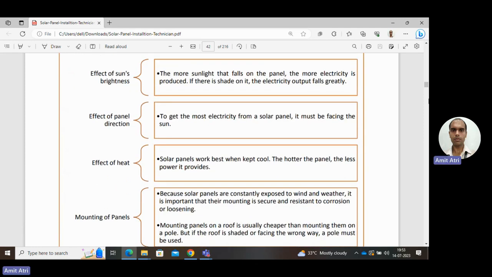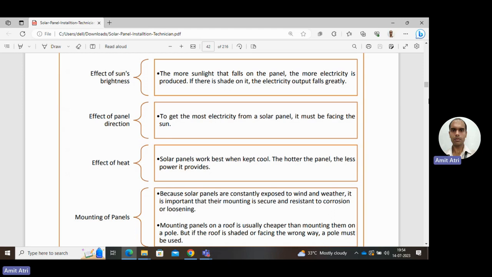Effect of panel direction. The maximum electricity is produced when the panel is facing the sun. So we have to position the panel in such a way that most of the time it faces the sun, because the sun is also moving east to west. So the position where the maximum energy can be obtained, we have to incline our panel in that direction.